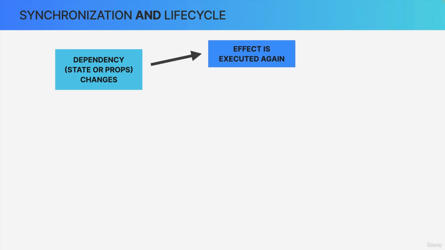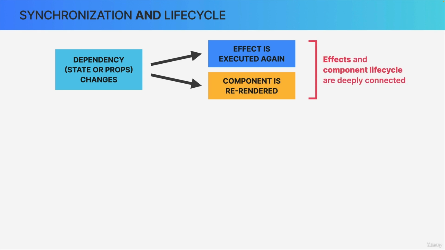So as we just learned, whenever a dependency changes, the effect is executed again. But now let's remember that dependencies are always state or props. And what happens to a component each time that its state or props are updated? Well, that's right, the component will re-render. This means that effects and the lifecycle of a component instance are deeply interconnected. That's why, when the useEffect hook was first introduced, many people thought that it was a lifecycle hook, rather than a hook for synchronizing the component with a side effect.